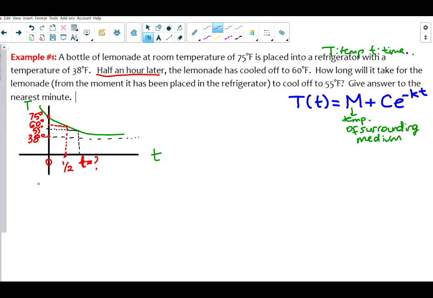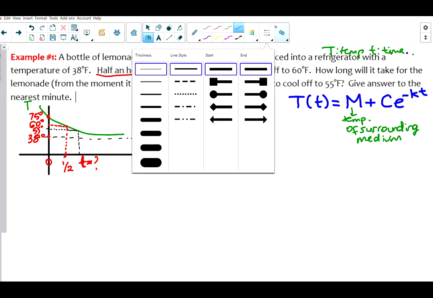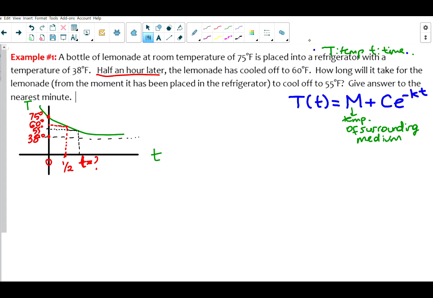Okay, so let's write down everything that's given to us as equations. So for example, we know that temperature initially at time equals 0, this lemonade was 75 degrees. T of 0 is 75. Half an hour later, so that means temperature at 1/2. Half an hour later, temperature was 60 degrees. T of 1/2 is 60.